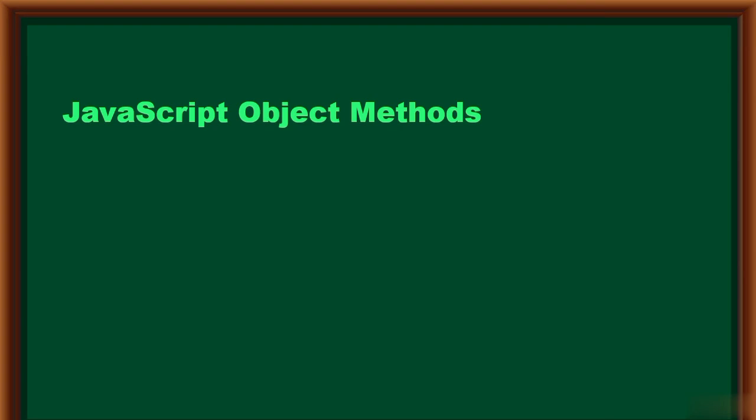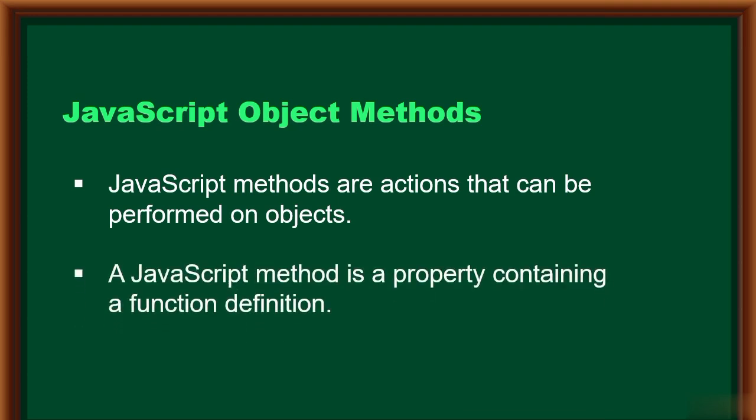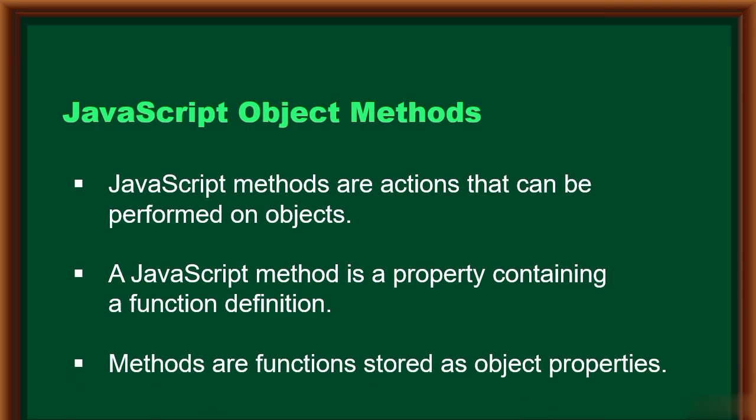In this video, I'm going to give you a very basic example of a JavaScript method. JavaScript methods basically are actions that can be performed on an object. JavaScript object methods can also be a property that contains a function definition. Methods in JavaScript can also be functions that are stored as object properties.